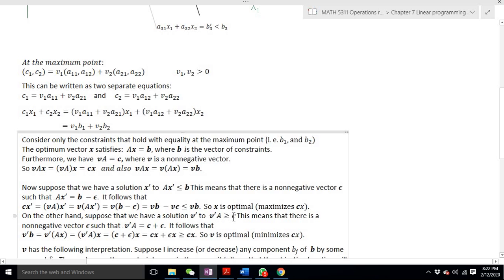Since v prime a is greater than or equal to c, that means I add something positive to c to get v prime a. So v prime a is c plus epsilon, where epsilon is a non-negative vector. I can do the same thing. If I want to find v prime b, which is the dual quantity that I'm optimizing, I replace b with ax, and I reassociate v prime a. V prime a is c plus epsilon, so I get cx plus epsilon x. Now x is a non-negative vector, so this epsilon x here is also non-negative. So I've increased the value of the optimization function. So that means v is optimal. Remember, cx is the same as vb.